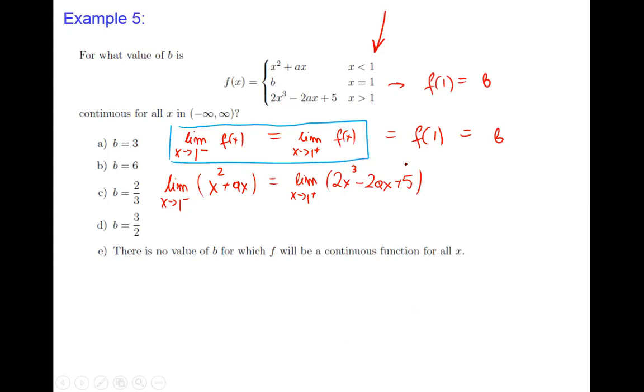Okay, and now I can try to calculate the limit. X is 1, I can just substitute 1. 1 plus a equals 2 minus 2a plus 5. Okay, that means I did get an equation with the unknown a. Who can calculate the a for me? Oh, linear equation. Who can calculate?